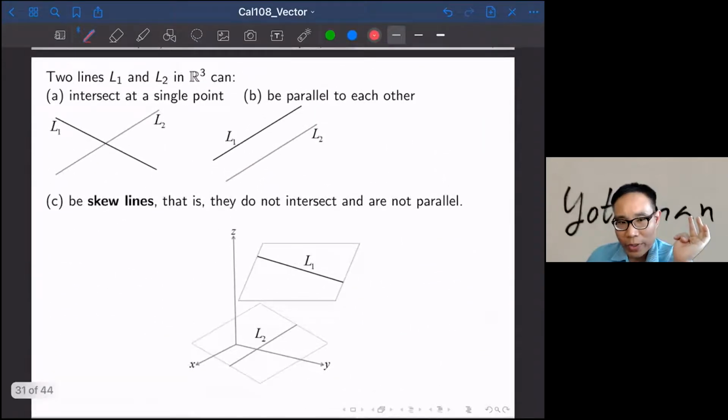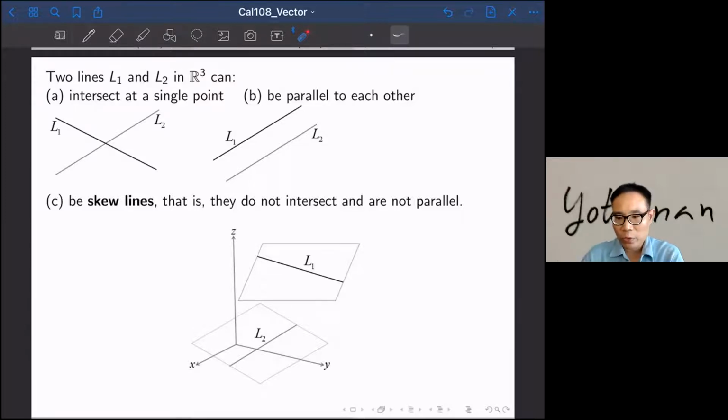Another thing: if you have lines in 3 dimensions, if you have 2 lines, these 2 lines can intersect. Okay, so that is going to be the first case. Another case is that the lines can be parallel.